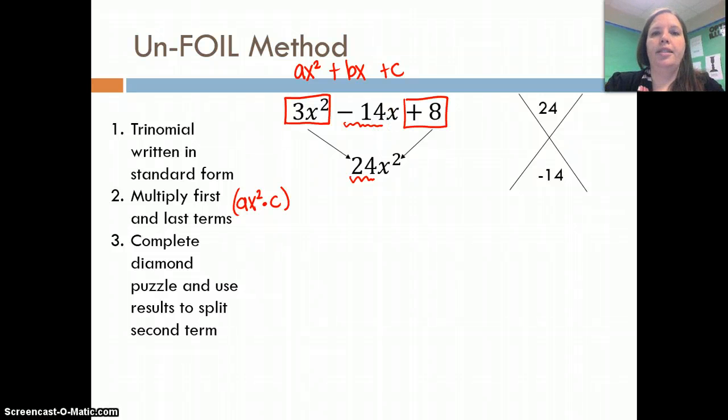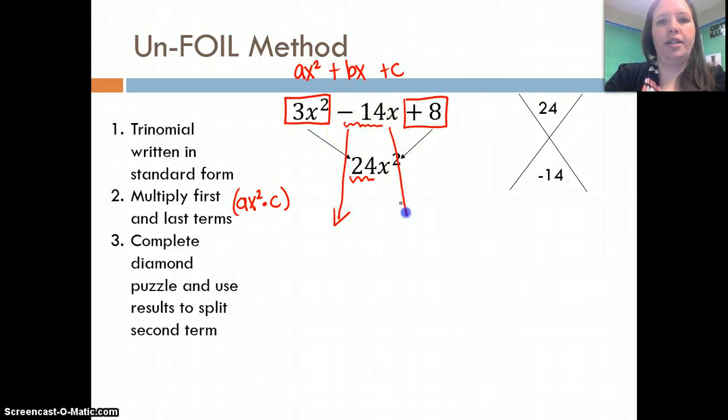to complete our diamond puzzle. So what we're trying to figure out are the numbers that we're going to split our middle term, negative 14, into. We're going to use 24: what multiplies to be 24 and adds to be negative 14. So we want to take those numbers, whatever those are, and here's negative 14x, and we want to split negative 14x into those two numbers. So multiplies to be 24, adds to be negative 14.